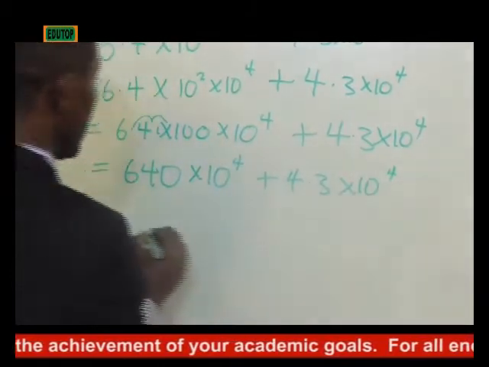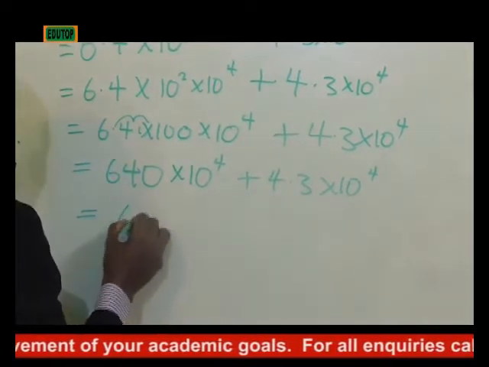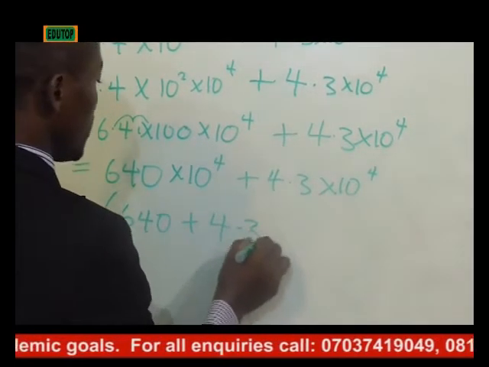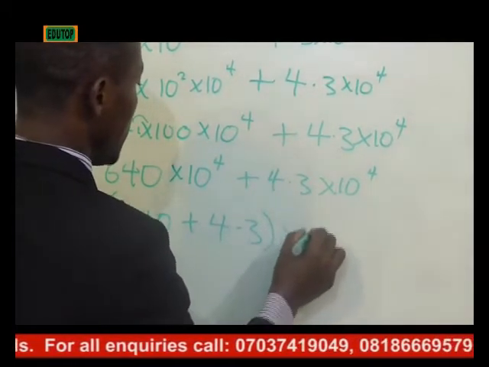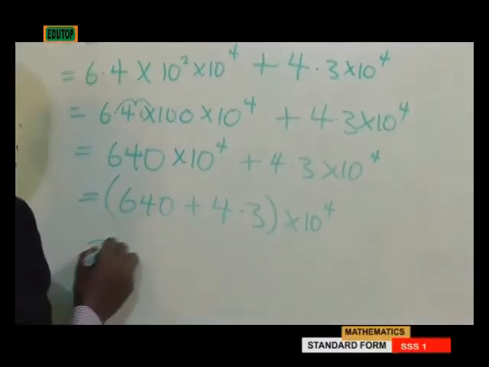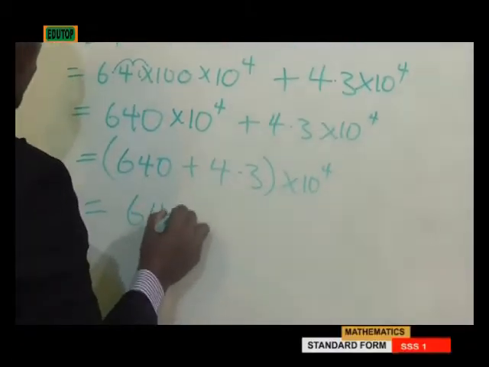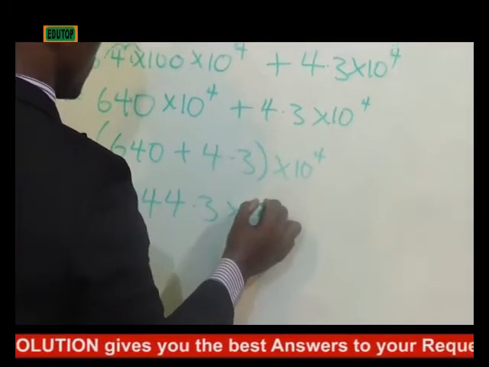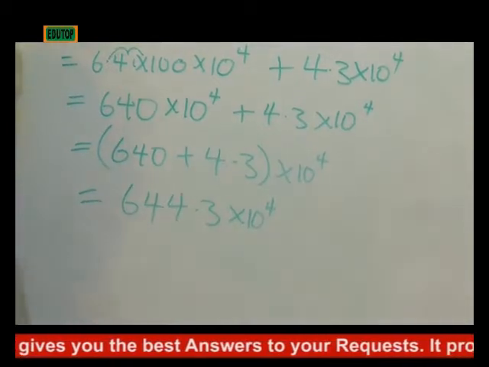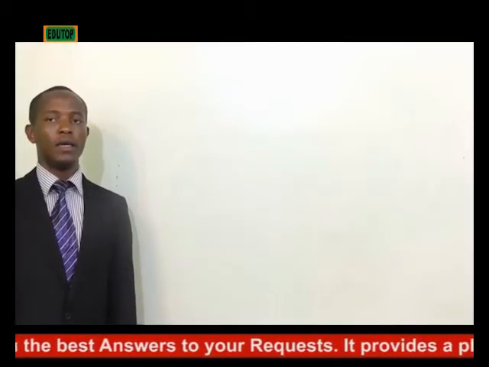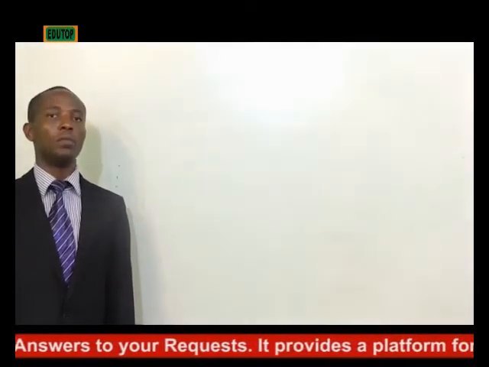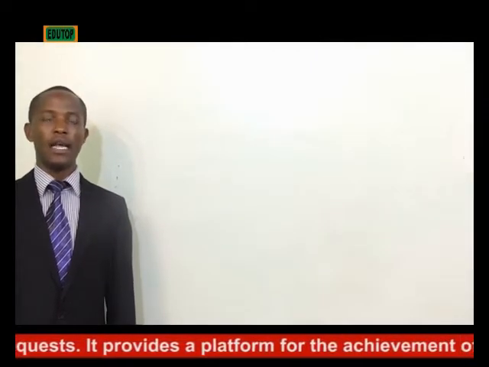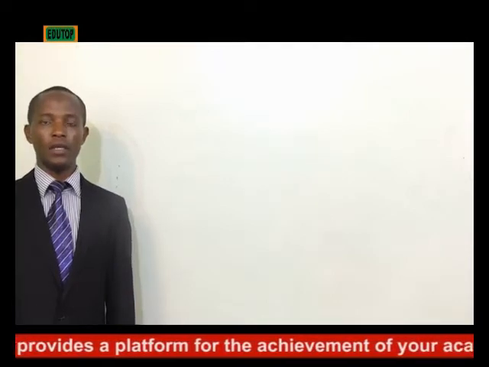We can now collect our like terms. That will now be 640 plus 4.3 times 10 raised to the power 4, which will now be 644.3 times 10 raised to the power 4. Our next example has to do with multiplication of numbers and then expressing our answer in standard form.